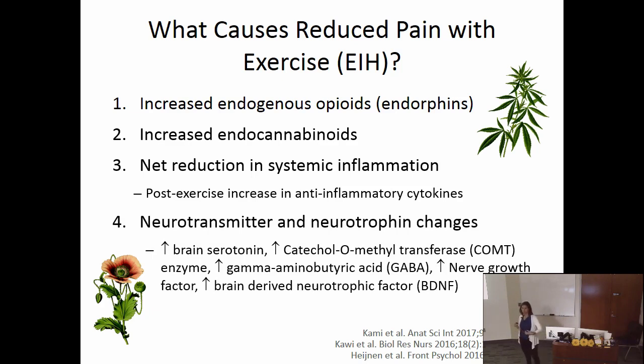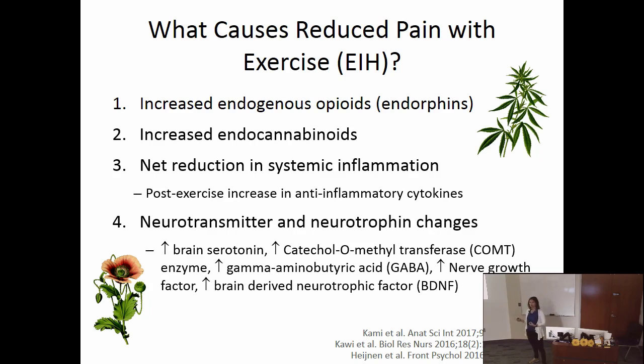There are also dozens of different neurotransmitter changes. Remember, the neurotransmitters are the little molecules that allow communication from one nerve to the next, and neurotrophin changes, different proteins that affect how the nerves function. So things like increased brain serotonin, and serotonin, if you remember, or at least serotonin produced in the brain, is kind of a happy drug. It improves your mood, makes you feel better.